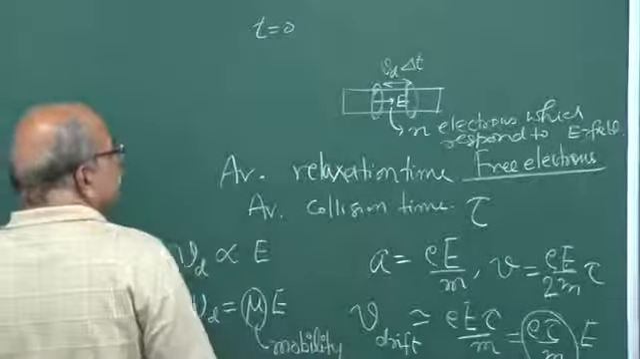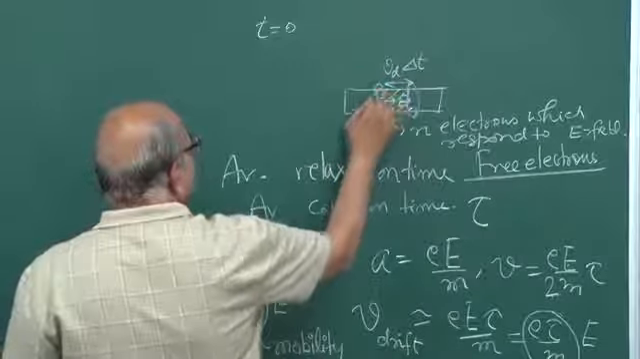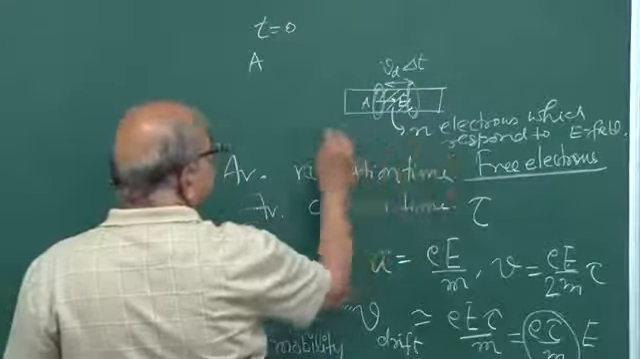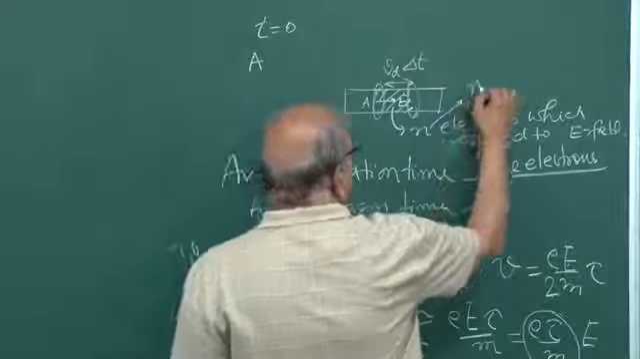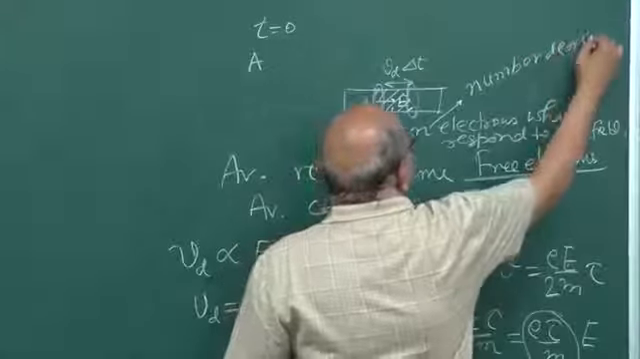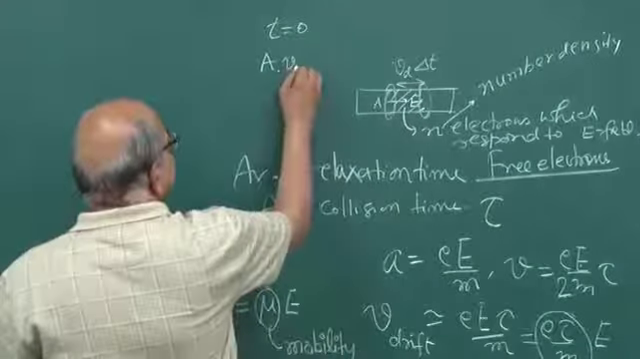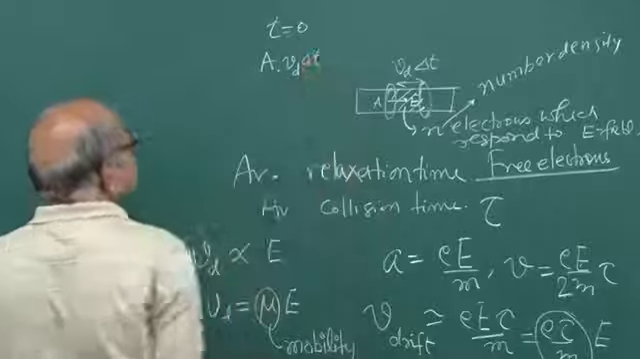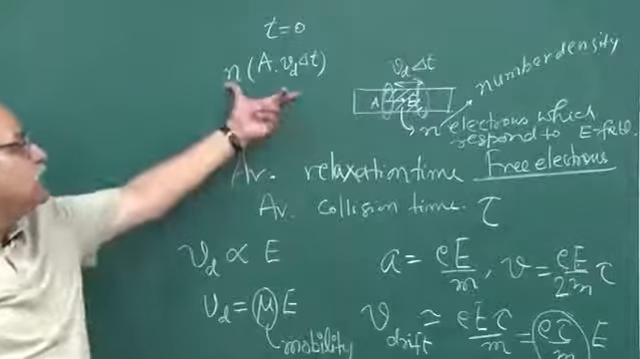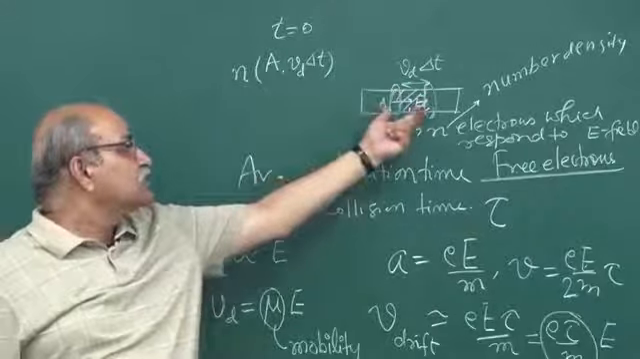In that case, you can work out at t equal to 0 how many of them are here. So if this cross section is A, then A multiplied by n, the number density, the number of these electrons per unit volume. So A times Vd delta t is the volume, and this multiplied by n. So these many free electrons are here. These many electrons are going to respond to this E.